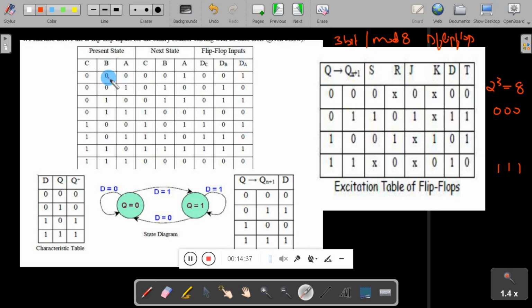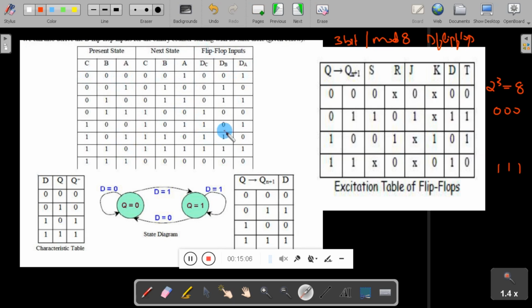Now we will go to the bit B. Present state is 0, next state is 0, the corresponding value is 0. Now we will see the bit C. Present state is 0, next state is 0, and the corresponding value is 0. So now we got the values of DA, DB, DC for the combination 000. You need to repeat this for the rest of the combinations.